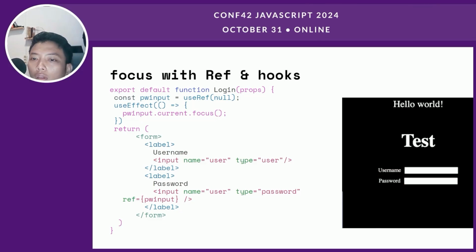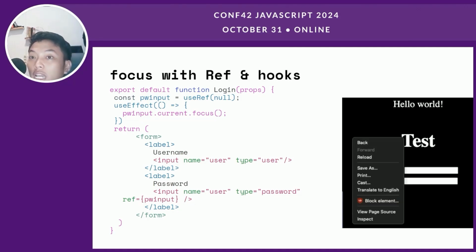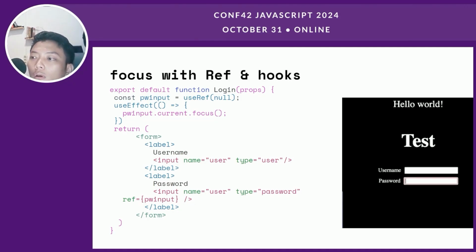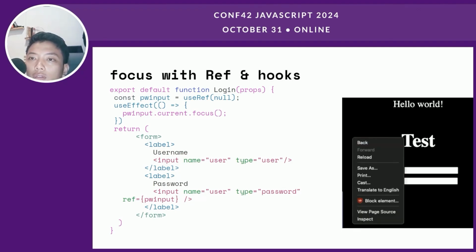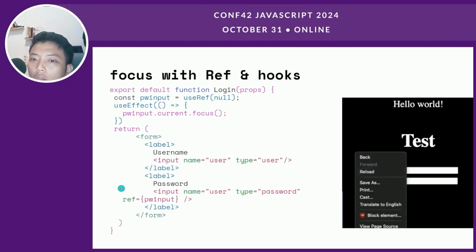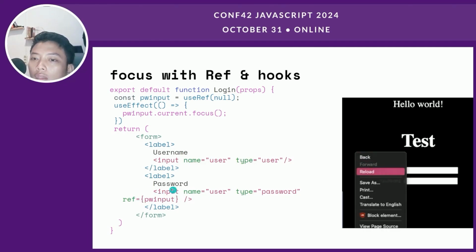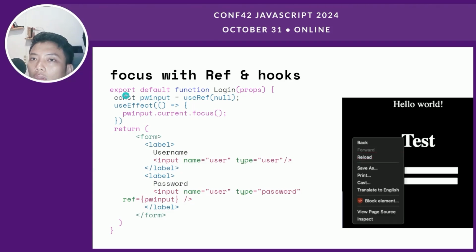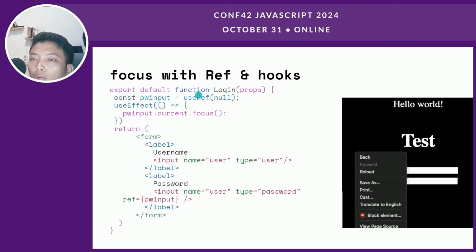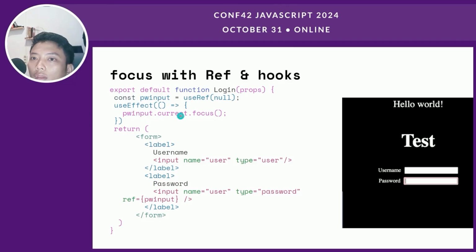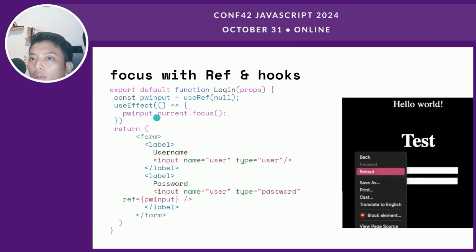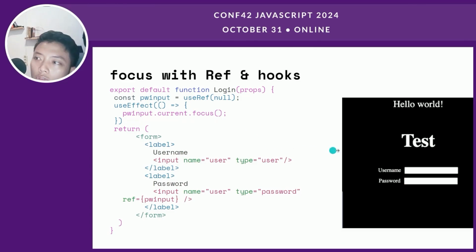So not only using the autofocus from HTML, we can use an approach with a React custom ref and custom hook, something like this. We can use the ref attribute here, and then we assign it to the input variable, and then we use ref, something like that. Then we call the input to make it focus on render. See, it's the same, right?